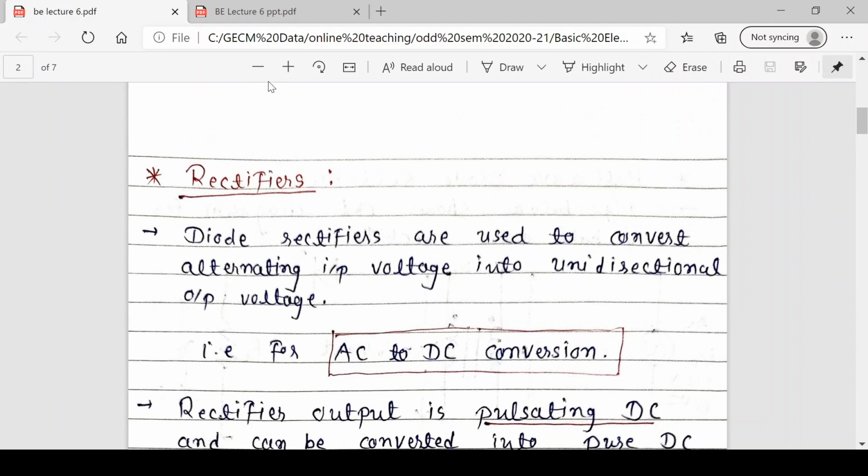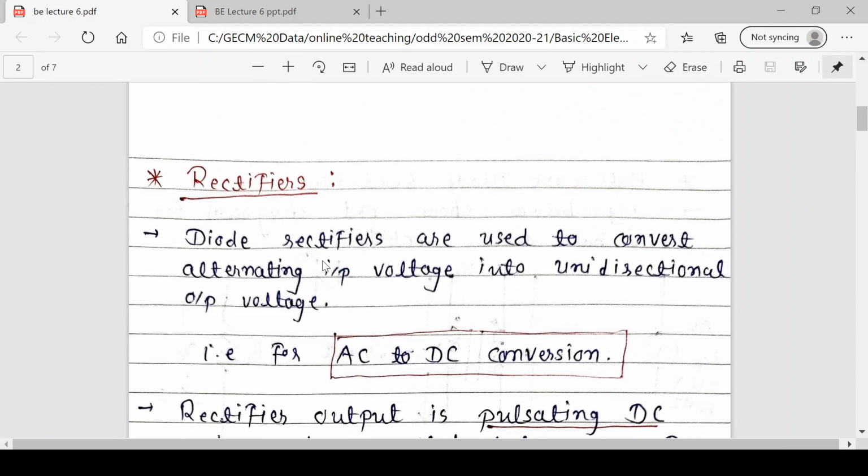So what do the rectifiers do basically? The diode rectifiers are used to convert alternating input voltage into unidirectional output voltage, or in simple words you can say AC voltage into DC voltage, that is unidirectional.